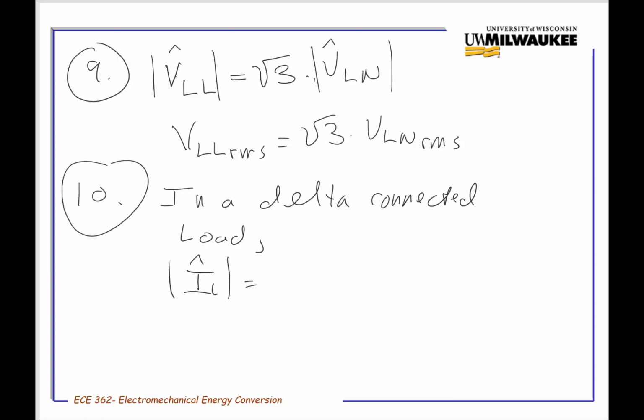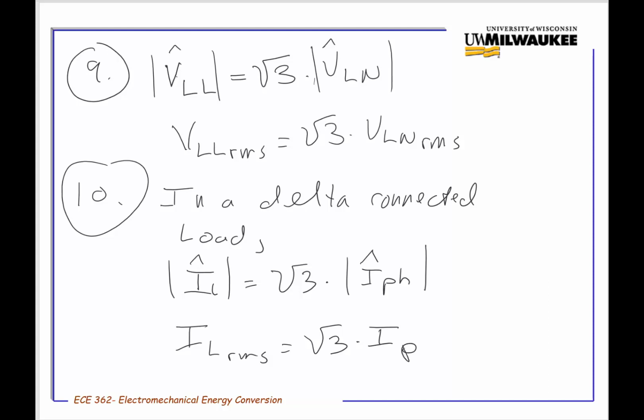In a delta connected load, the line current magnitude is equal to square root of 3 times the phase current magnitude, or I line RMS is square root of 3 times I phase RMS. We will pick up at this point in the next lecture, and we will provide some examples.